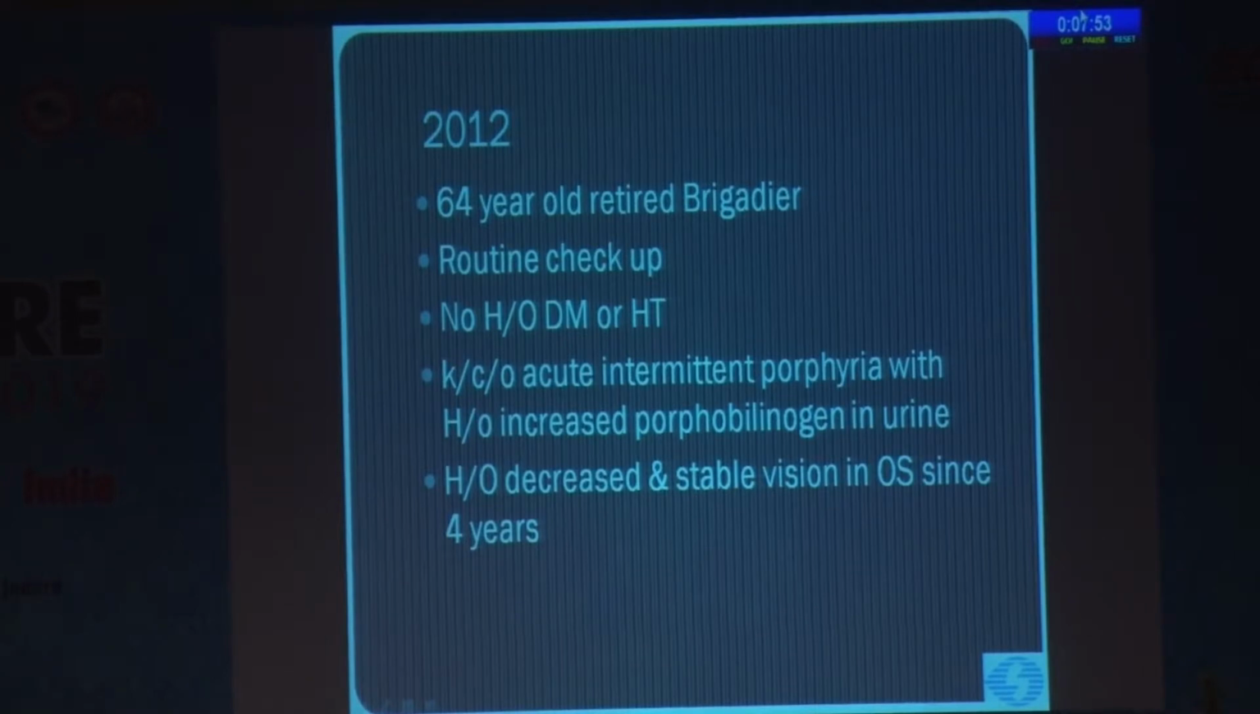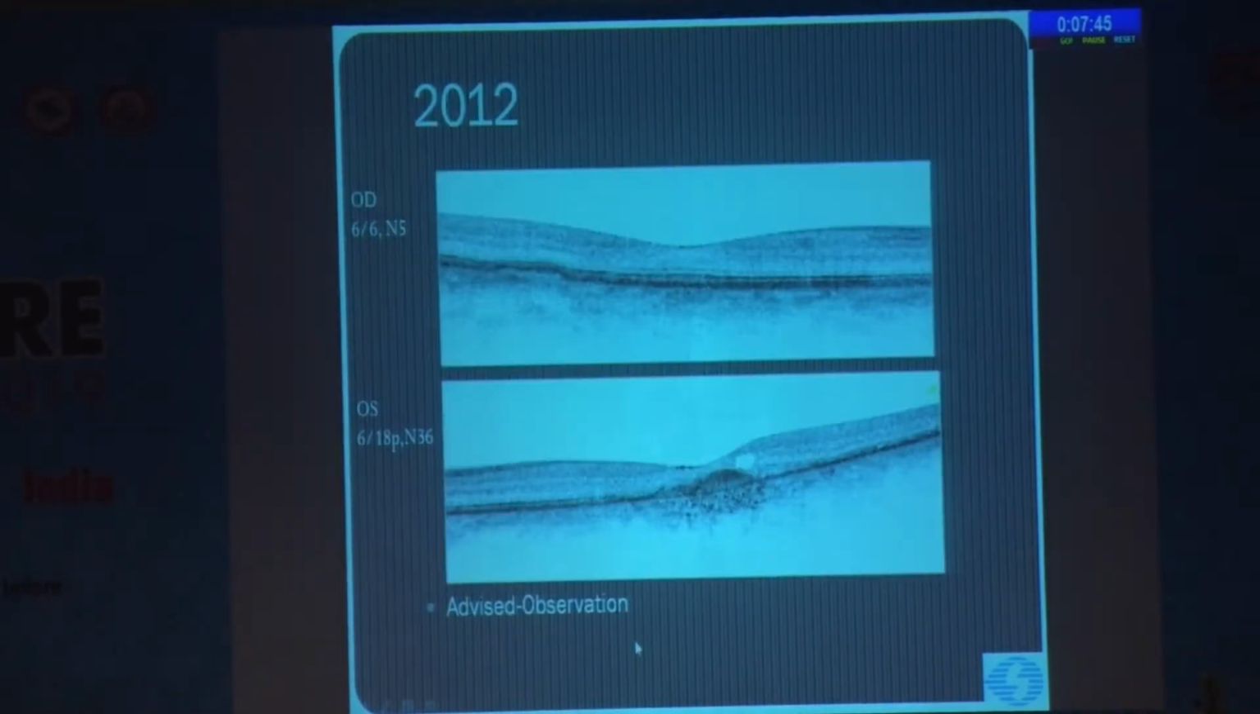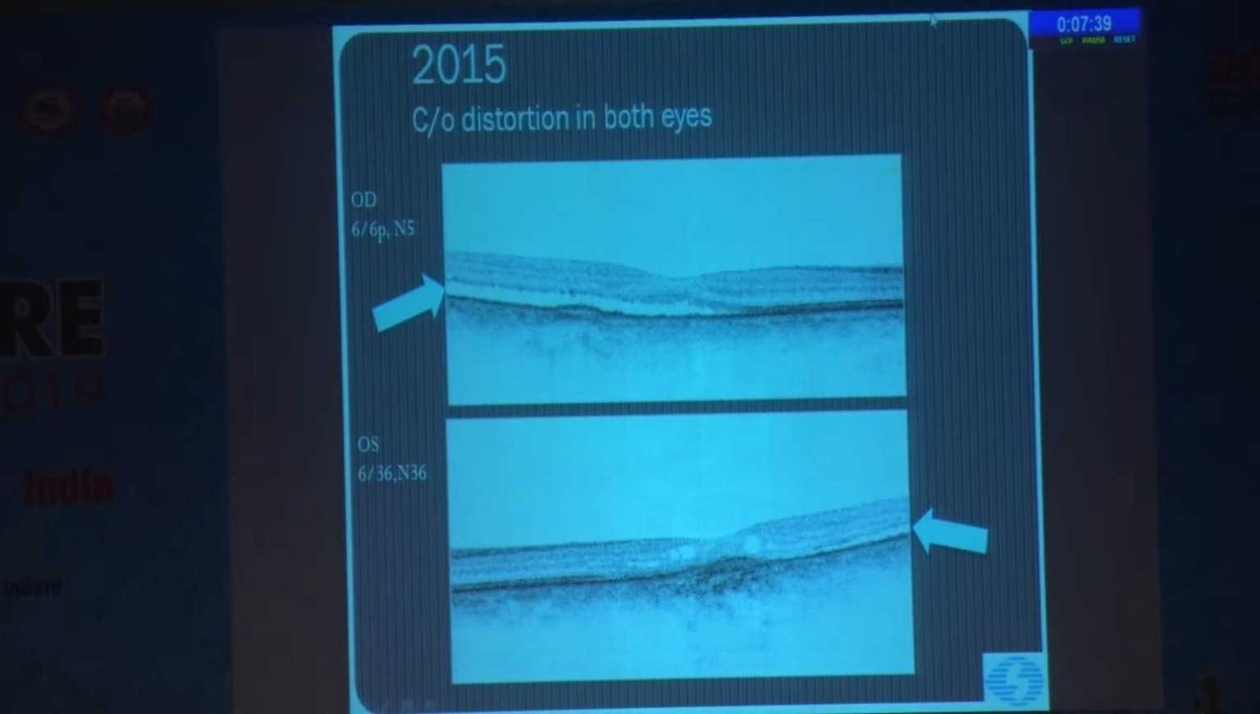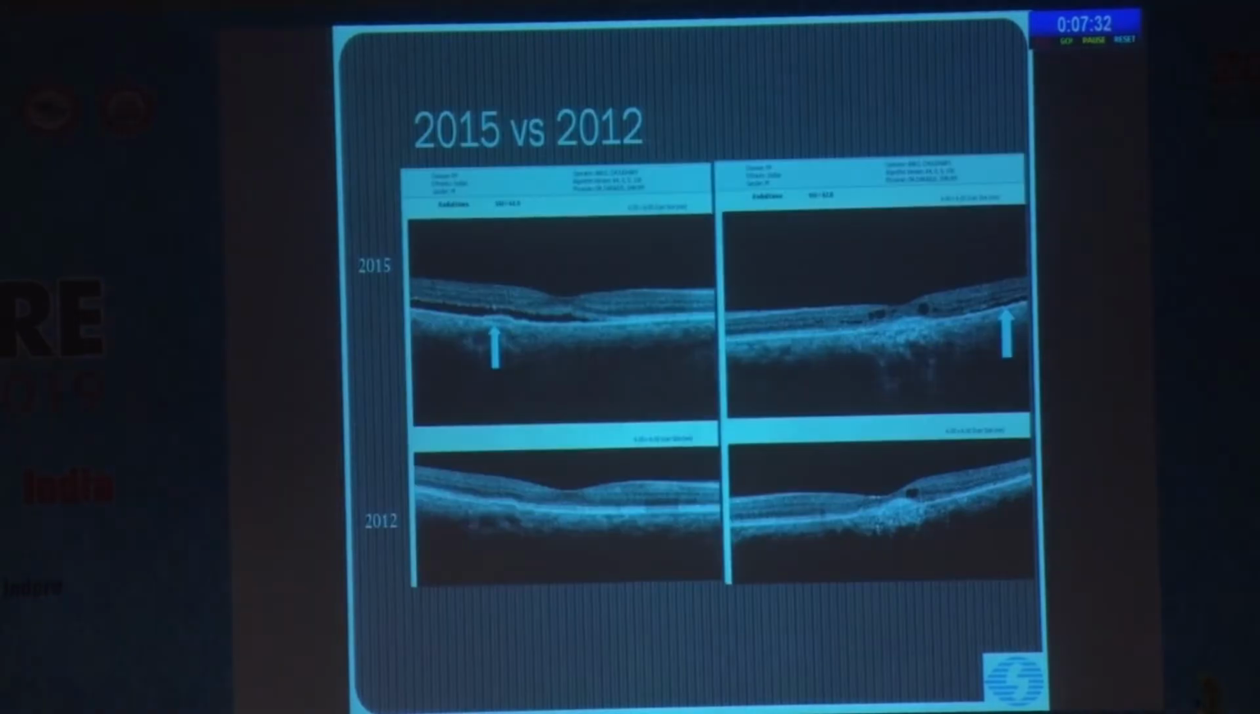I start with a case which has been challenging me since 2012. He was a 64-year-old gentleman, history of porphyria, and he came in 2012 with something like this, and we just said let's observe the left eye because there seemed to be chronic changes. In 2015, after 3 years, he came back, and you can see a pocket of fluid in both the eyes. Here I'm just putting the scans together, 12 and 15, something is happening.